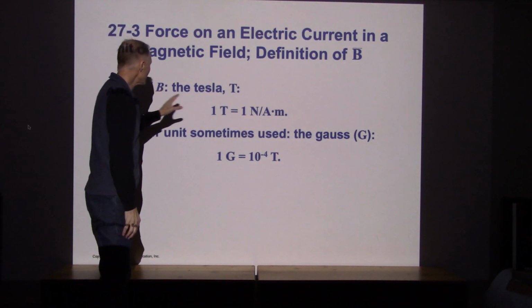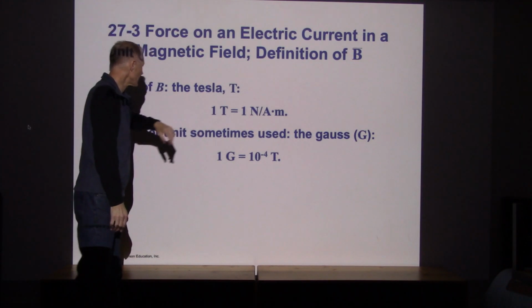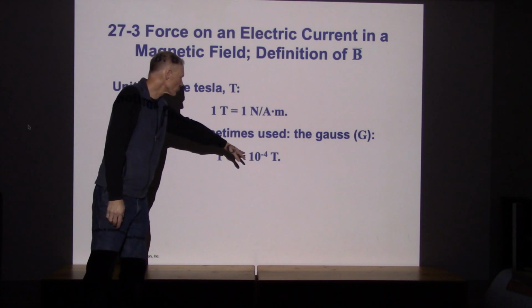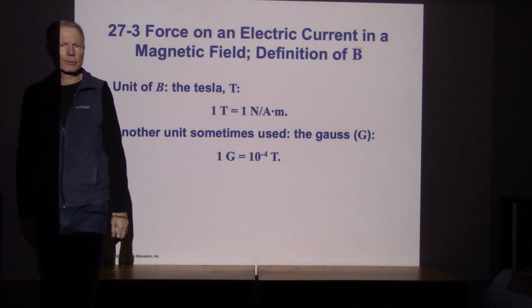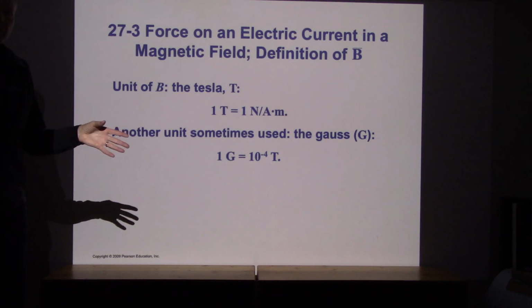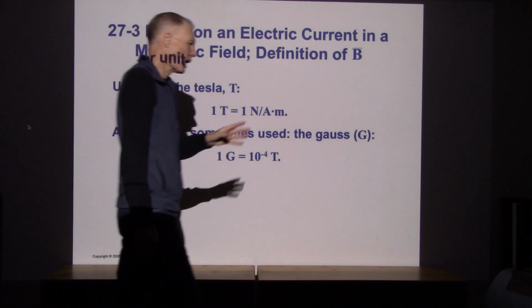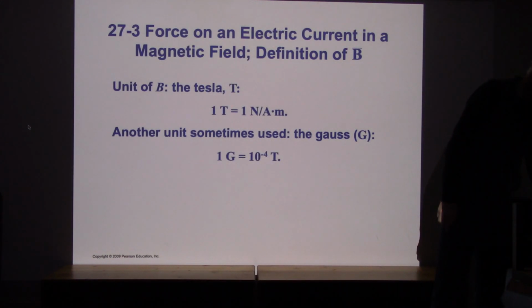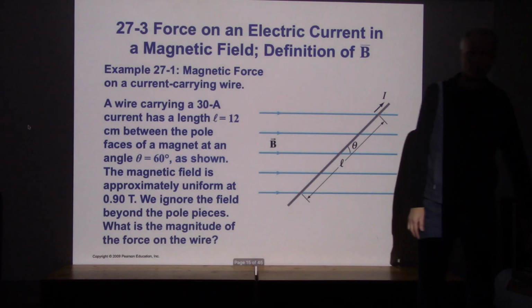So the standard unit for a magnetic field is the Tesla. We also use the Gauss. A Gauss is 1/10,000th of a Tesla. So a lot of times magnetic fields are fractions of a Tesla, and Gauss gets used, but I'm going to say use micro Tesla instead. Let's not introduce more units than we really need.